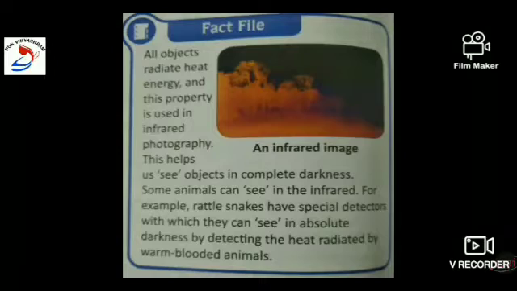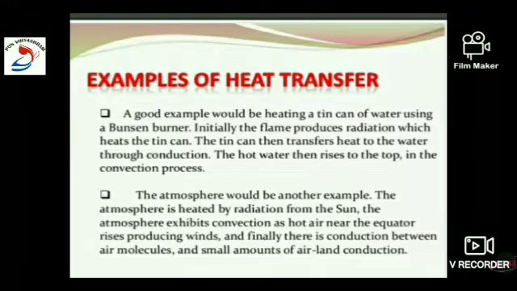Here you have a fact file. All objects radiate heat energy, and this property is used in infrared photography. This helps us see objects in complete darkness. Some animals can see in the infrared. For example, rattlesnakes, which are found in the xerophytes, that is in deserts, have special detectors with which they can see in absolute darkness by detecting the heat radiated by warm-blooded animals.